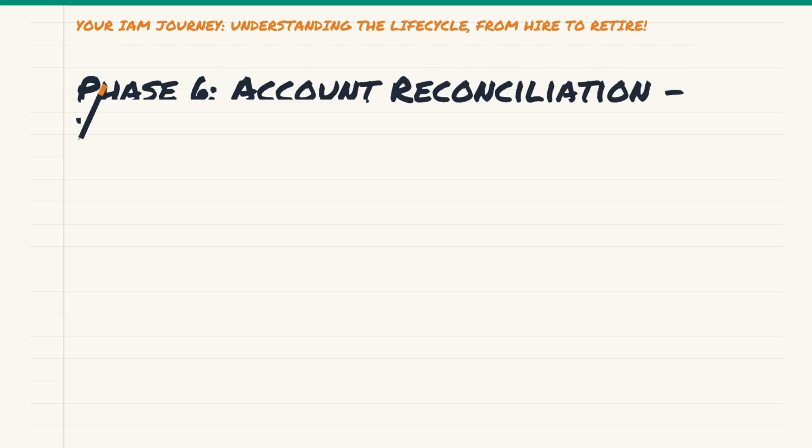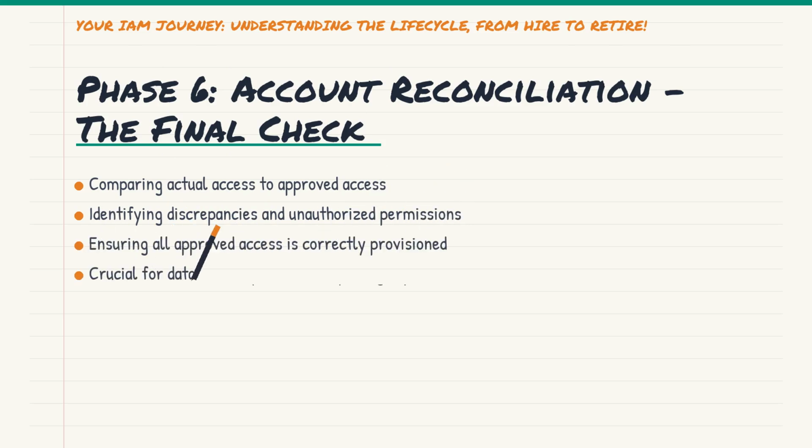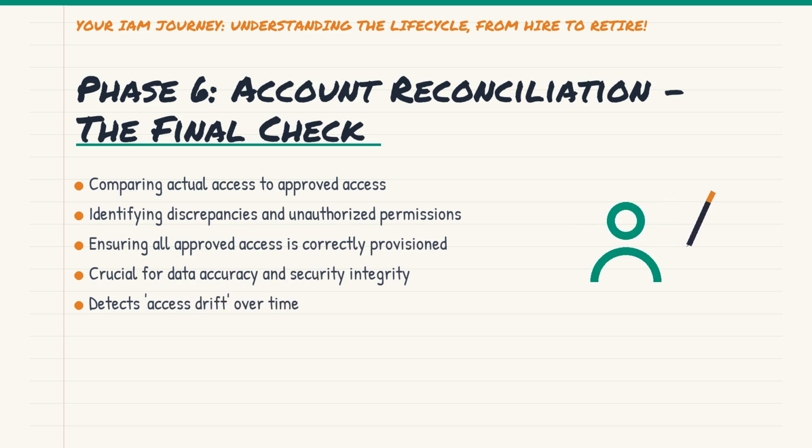Our last phase in the IAM lifecycle is account reconciliation. This is the ultimate double check, where we compare what a user actually has access to in the systems with what they should have based on approved requests and certifications. It's like comparing the inventory list of keys to the actual keys currently in circulation for our office building. Reconciliation helps identify discrepancies, like if someone has access they were never approved for, or if an approved access wasn't actually provisioned. It's the critical step for maintaining data accuracy and preventing drift in access permissions.